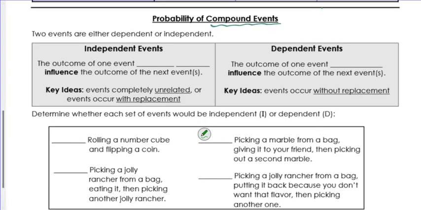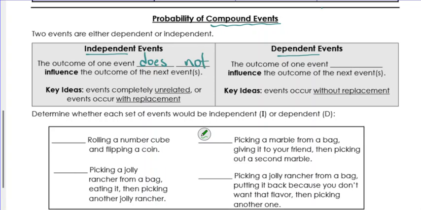are called compound events, and they're either going to be dependent or independent. So we have independent events and dependent events. The outcome of one event will not influence the outcome of the next event for an independent event. So it does not affect the outcome of the next event.